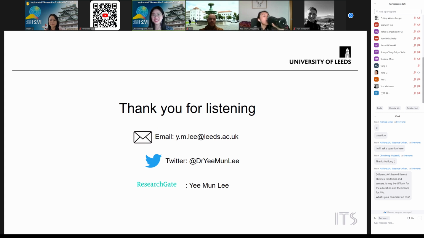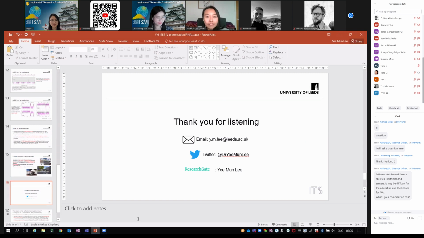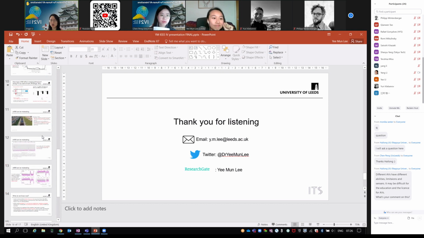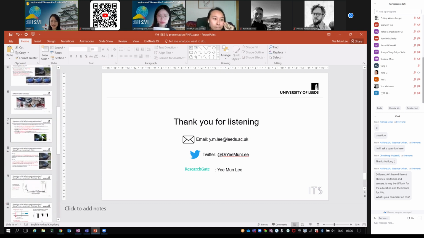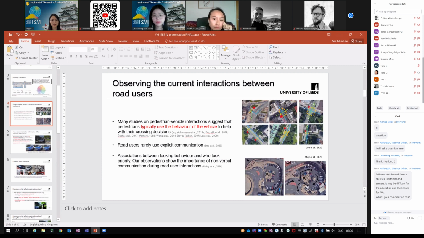Go ahead, Jingyi. Yeah, thanks, Yee Mun, for a nice talk. I just want to ask one question based on the different situations and scenarios you mentioned. I think it's really interesting that you found in the parking scenario specifically, because the low speed scenario is a less time critical situation, it's going to influence the pedestrians' crossing behavior.